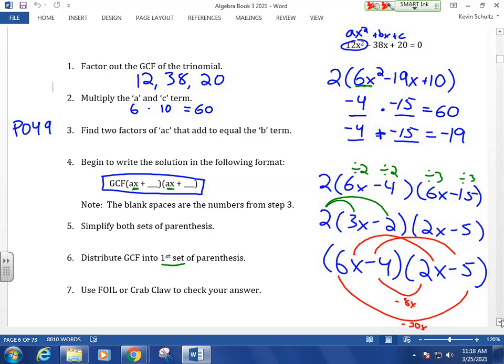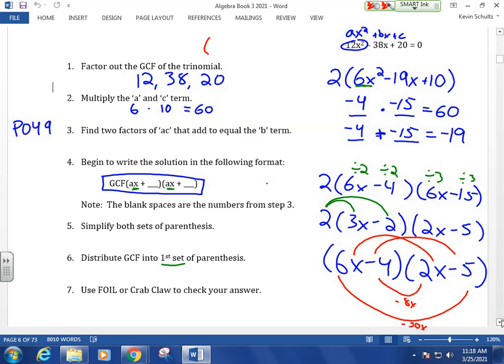Now Brent said he got something different because he had his parentheses over here flipped. He put the 6x minus 15 first. Brent, what did you get? Final answer. 7x squared minus 38x. So does your step... I added 12x. For your final answer, down here, you got 12x squared? I had 12x squared minus 38x plus 20.